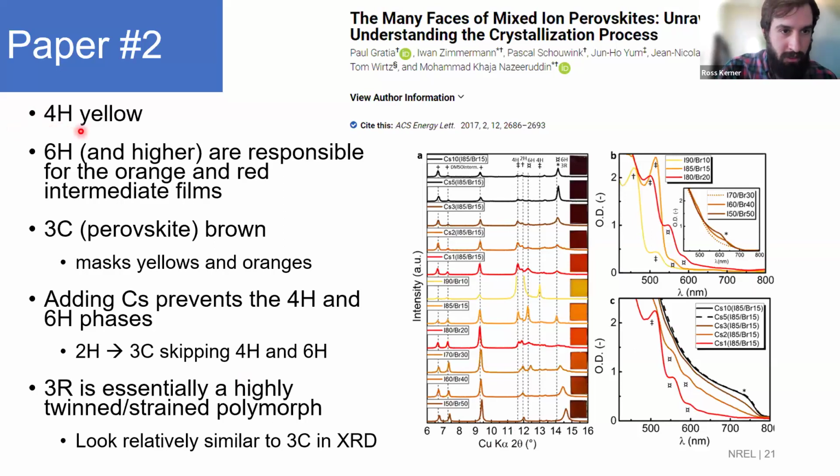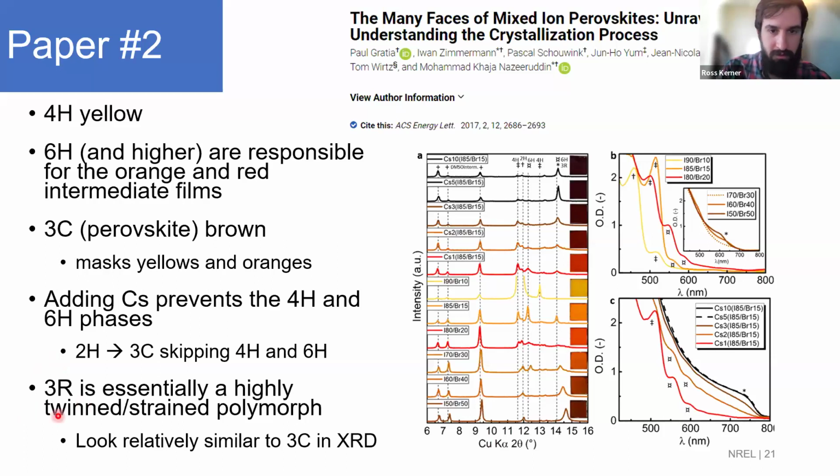Yeah, so the 4H is yellow, 6H starts to become orange, and then since then, actually the next paper will show 8H has been found, and so that is responsible for the red. The 3C is brown, and it's really amazing that they were able to do this in solution growing large crystals, but adding cesium was shown to prevent the 4H and 6H phases. So when they added just a few percent cesium, you basically couldn't grow 4H and 6H.